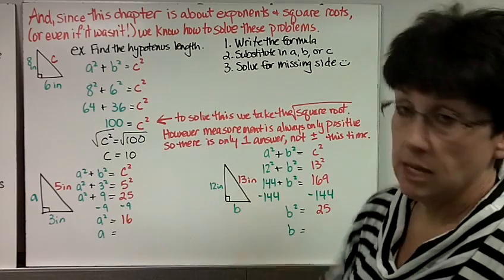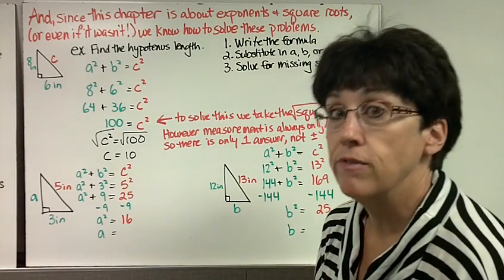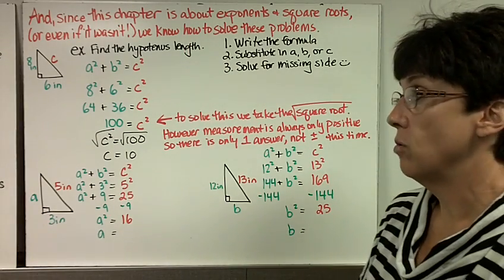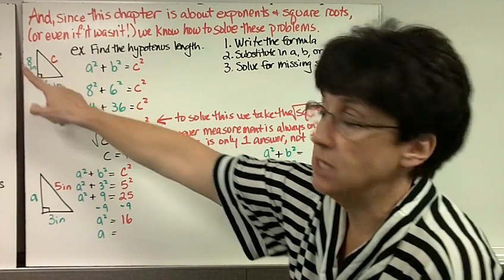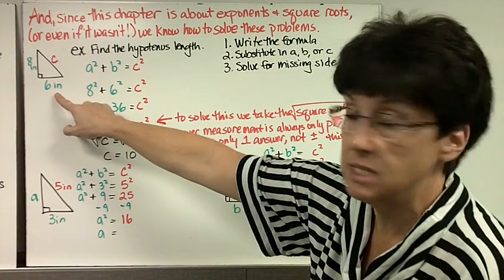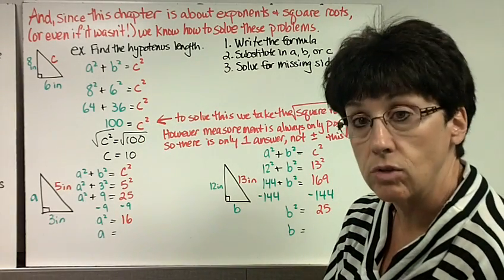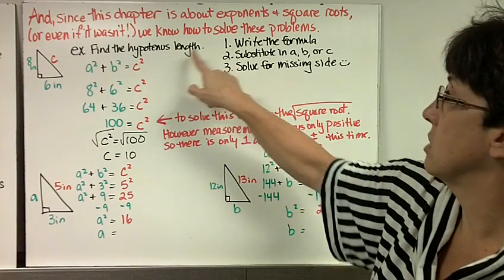All right, and since this chapter is about exponents and square roots, or even if it wasn't, we know how to solve these problems. So here's a problem. Here's a right triangle. This leg is 8 inches. This leg is 6 inches. And I don't know what the hypotenuse is, so I write in the letter that stands for that. So the question says, find the hypotenuse length.